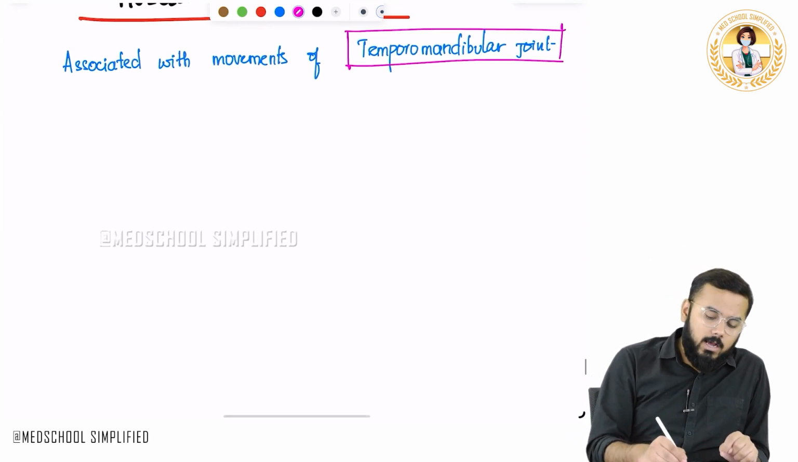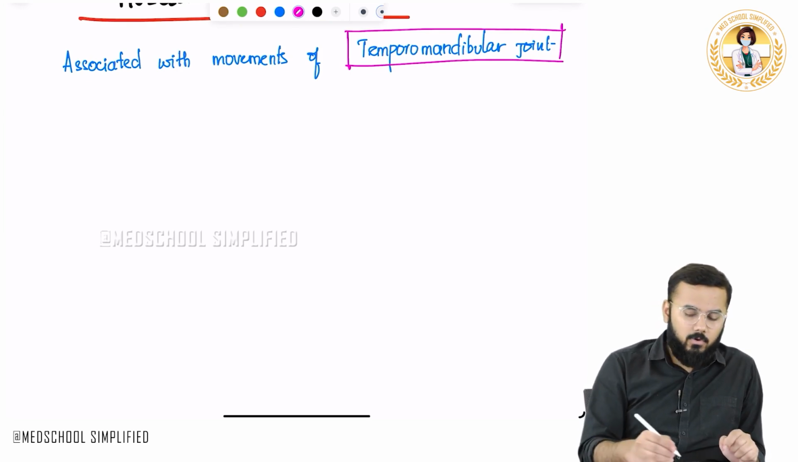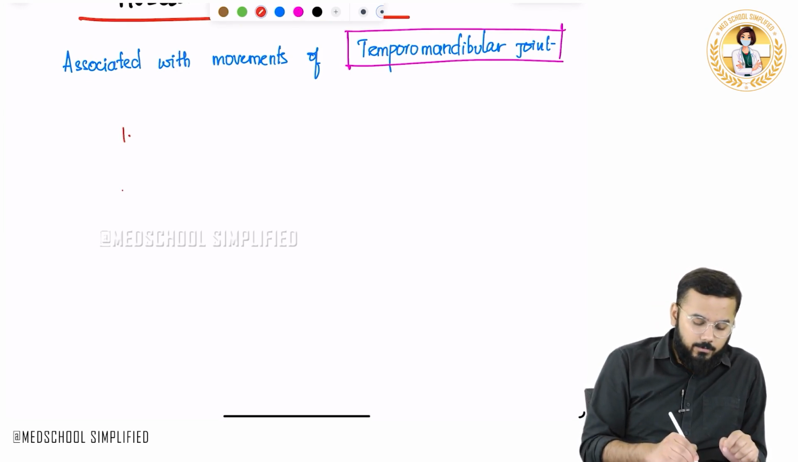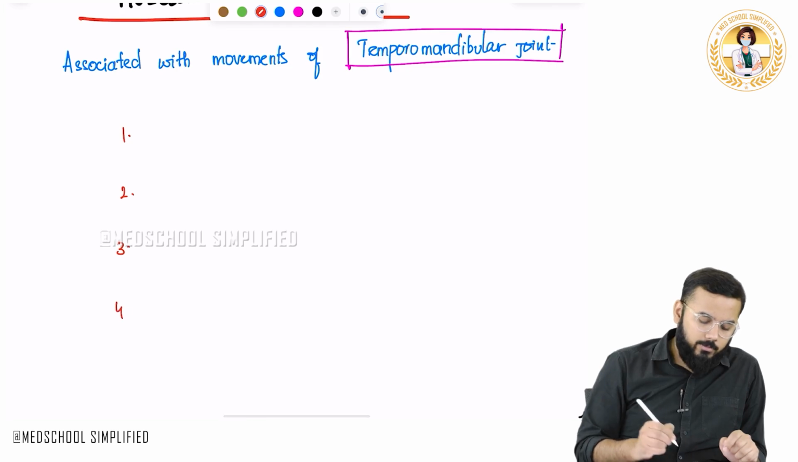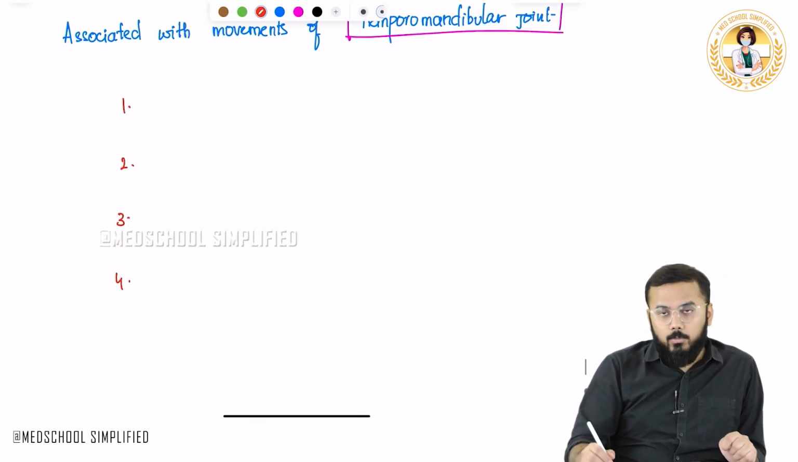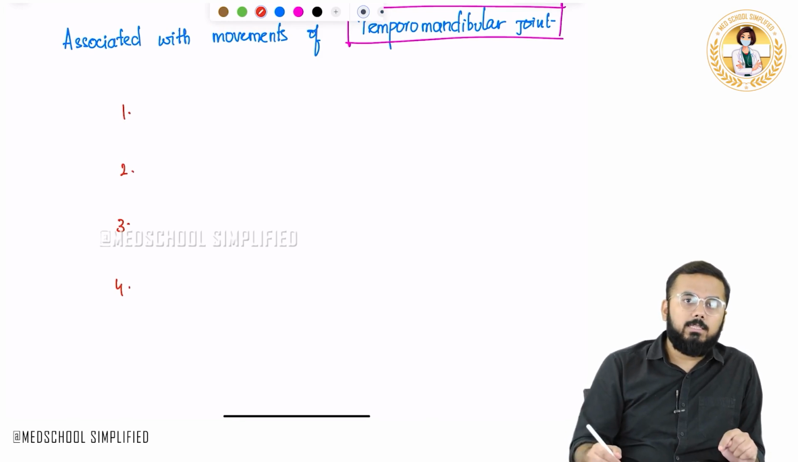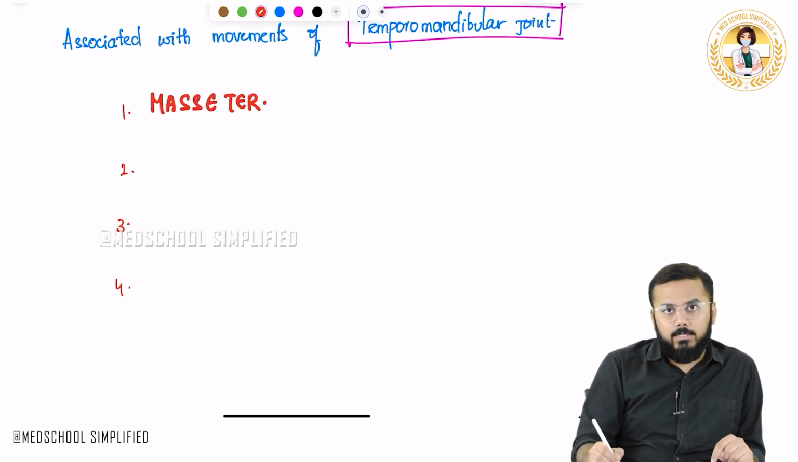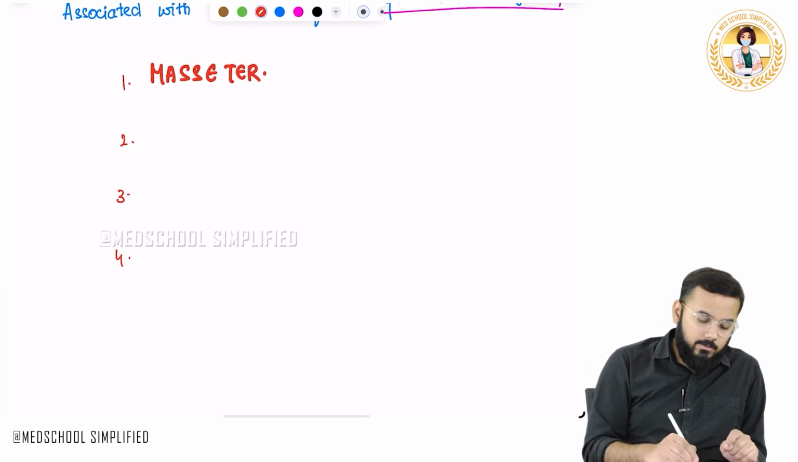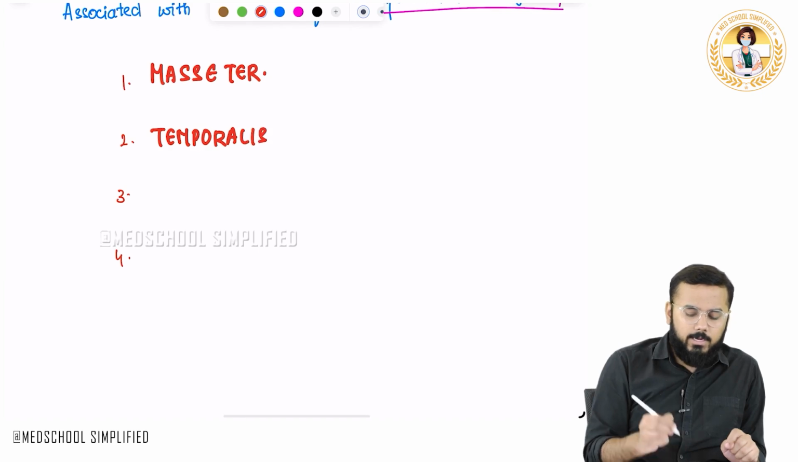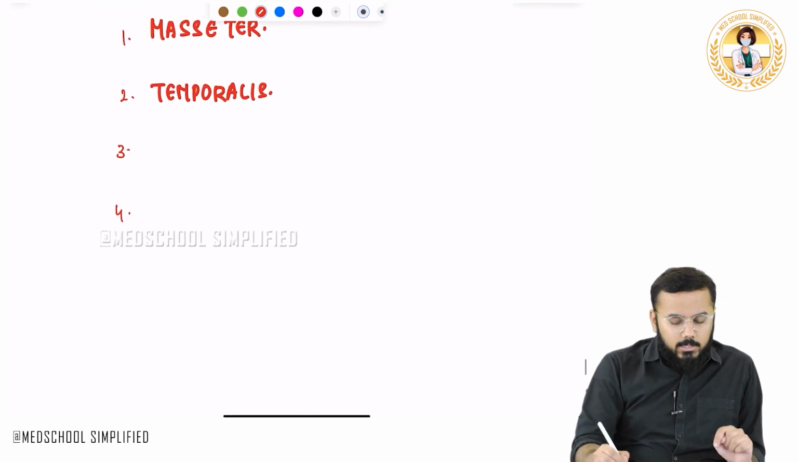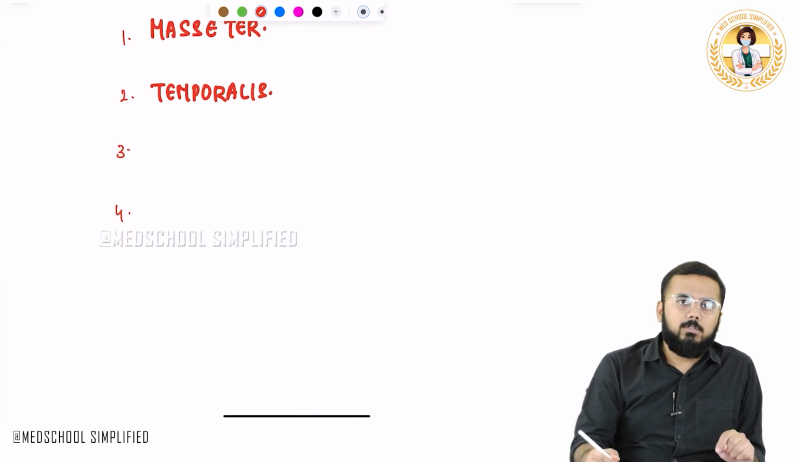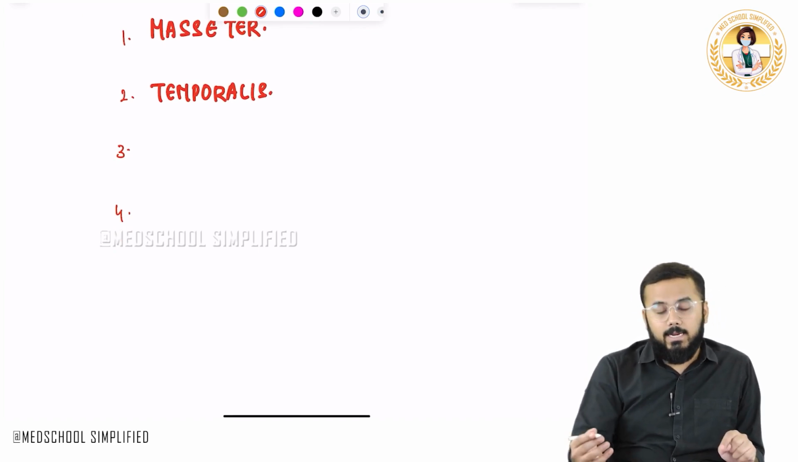Now let us see what the different muscles of mastication are. There are basically 4 important muscles of mastication. The first important muscle is the masseter muscle. The next important muscle is the temporalis muscle. The third and fourth muscles are the pterygoid muscles. One is called the medial pterygoid, and the one located laterally is called the lateral pterygoid.